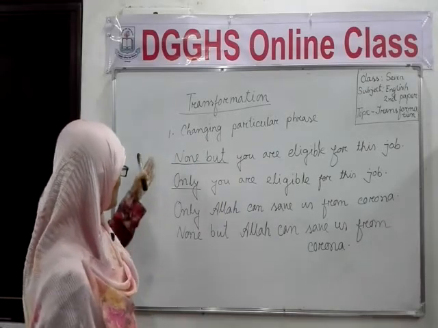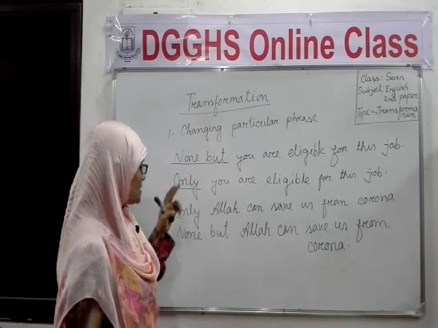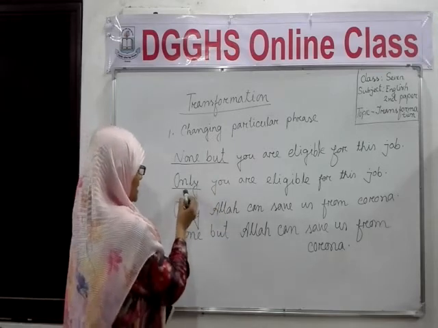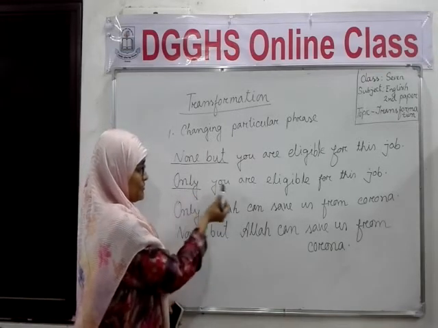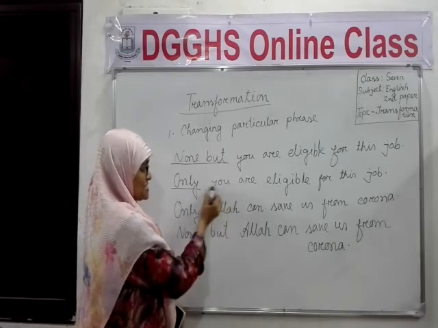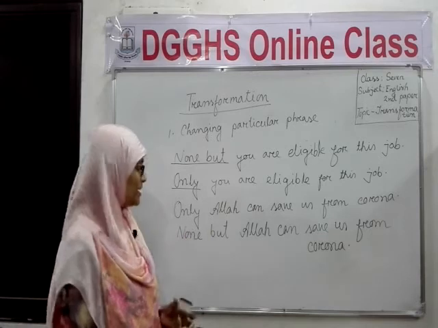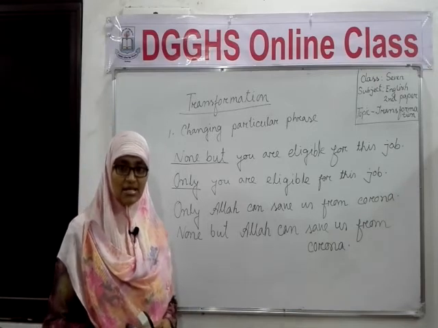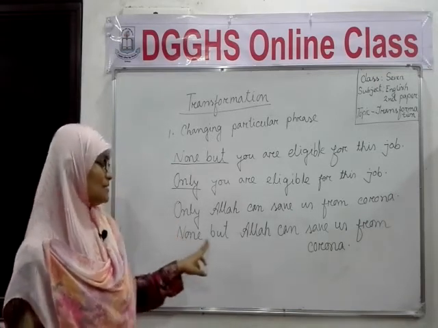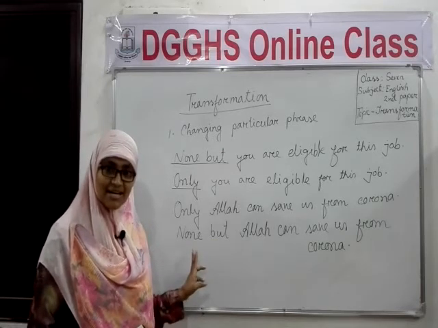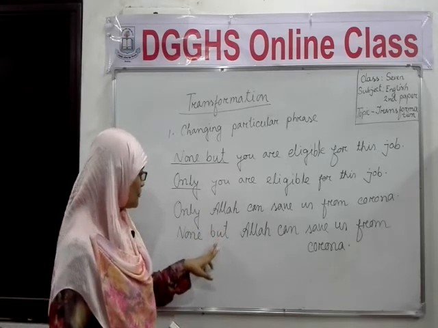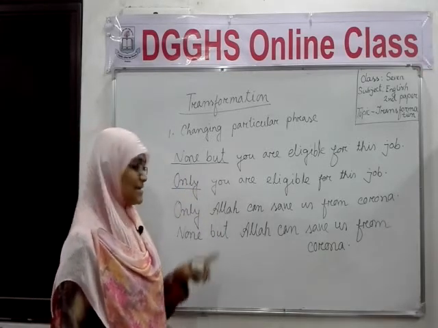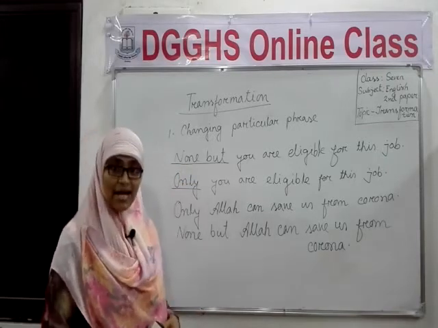So in these two sentences, you have to notice another thing. Here, this only refers to or qualifies a subject, and this is a person. When only refers to a person, then we should take none but. In lieu of only or alone, to make it negative, you should take none but.